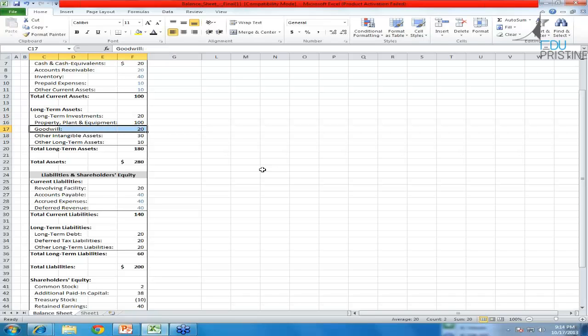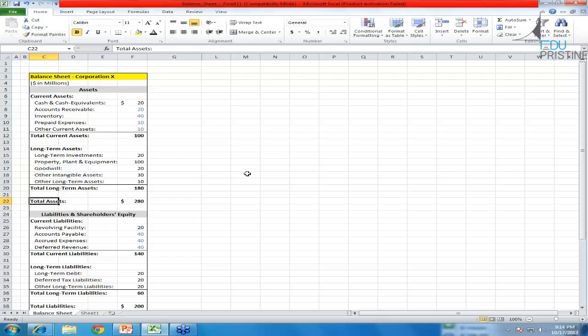Goodwill, you may or may not see on many balance sheets. Goodwill is generally created when a company buys another. It doesn't have one if it has only organically grown. So in this case, this company has acquired another company, paid a premium for that company, and that's where the value of goodwill comes from. These are other intangible, other long-term assets. So as you can see, the asset section of a balance sheet is broken down into current assets and long-term assets.